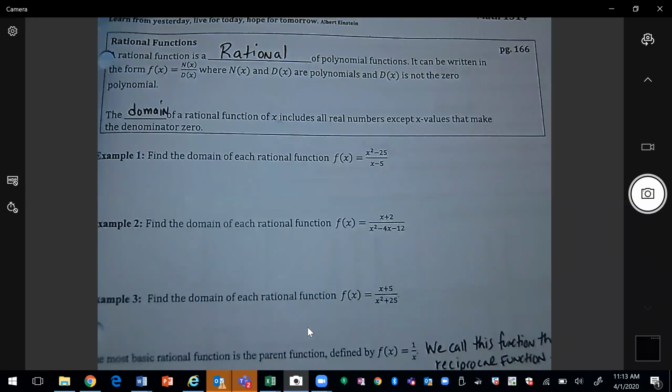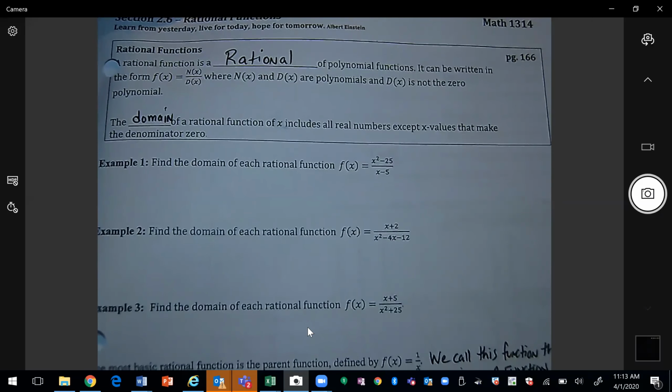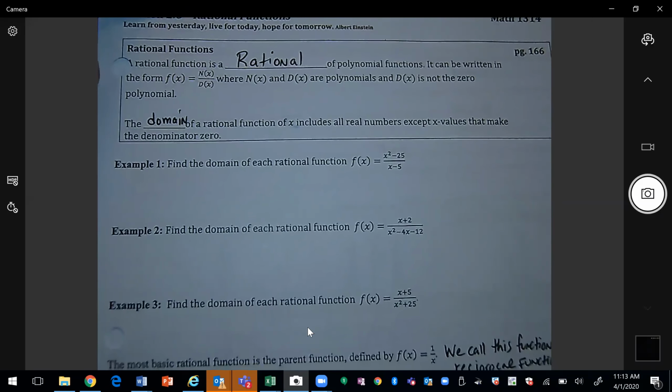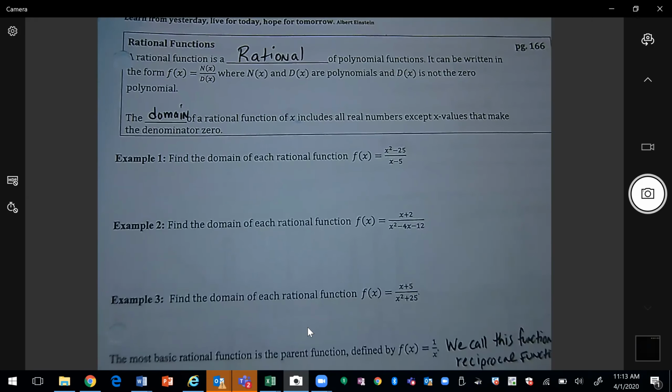So we're going to talk about rational functions. And rational functions is just, you know, we've been looking at linear equations. We've been looking at quadratic equations and different polynomials. This one's called a rational function. And basically, in a little bit, you'll see how it looks.